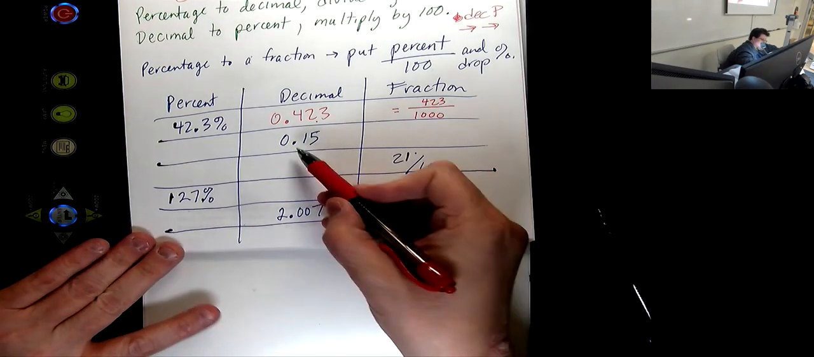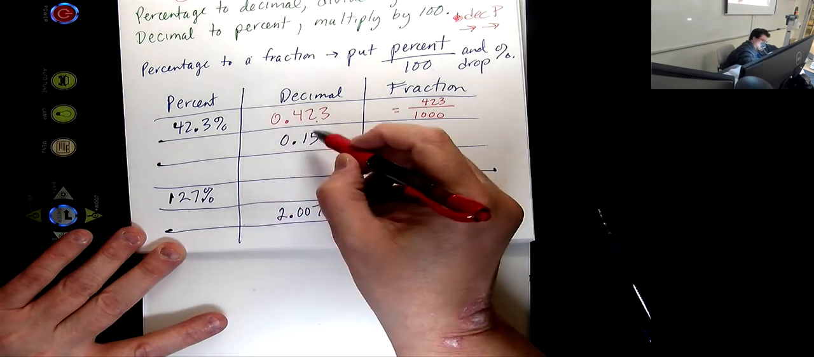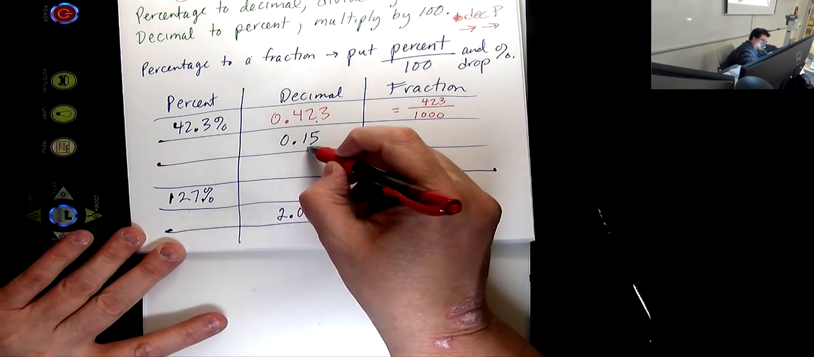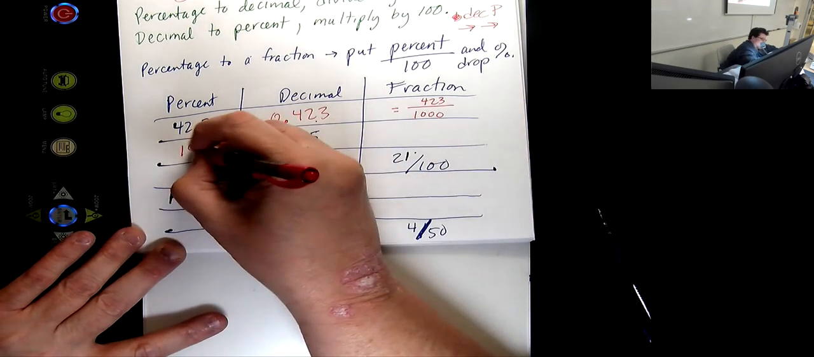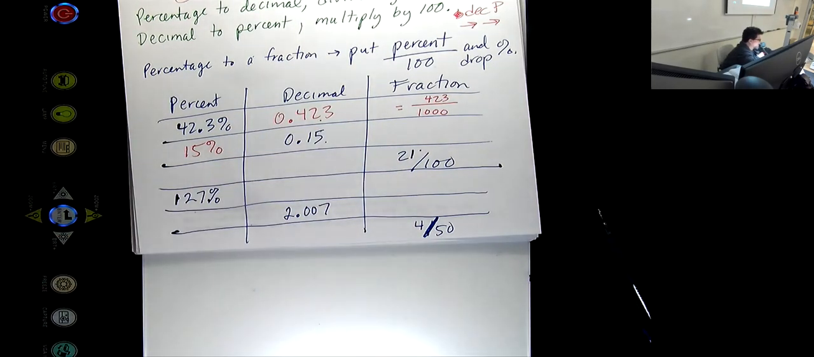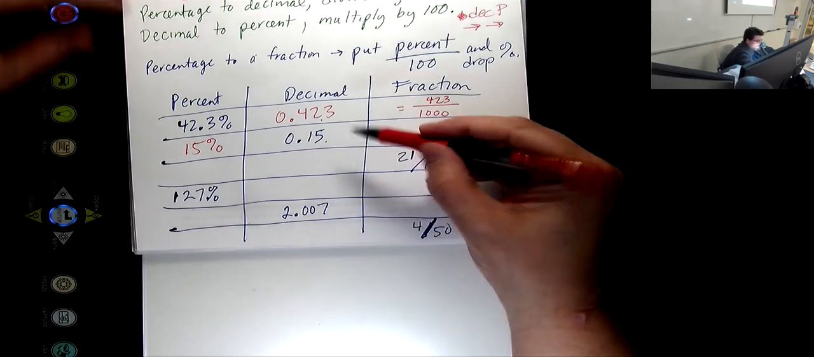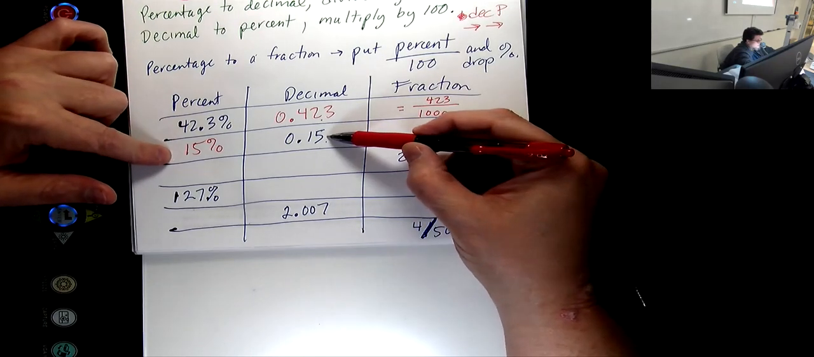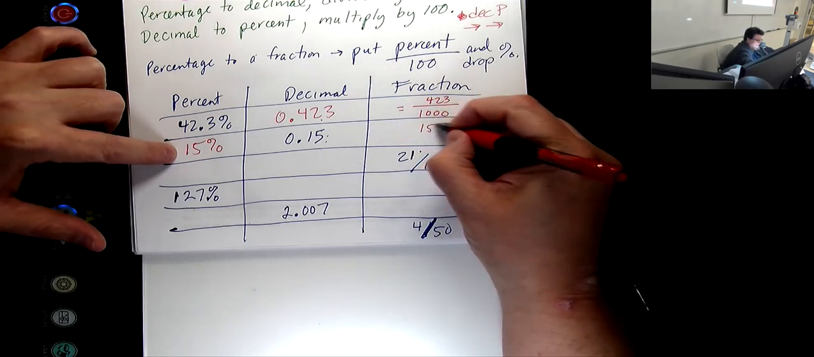For the next one, going from decimal to percent, I'm multiplying by 100, or I move the decimal point to the right twice. If I move it to the right twice, I just get 15 and I slap on the percent. And now either way I can do the fraction. I can count the decimals here, or since there are only 2 numbers, I can take the number and put it over 100.